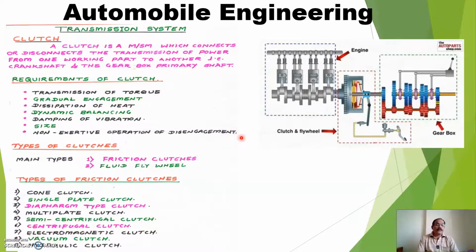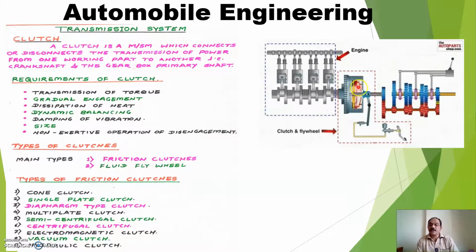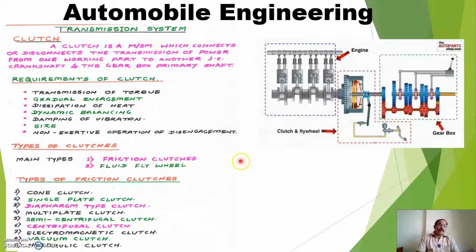Now what are the different clutches? There are two types of clutches: friction clutches and fluid flywheel. Friction clutches are what we have explained till now. Later on we'll discuss the fluid flywheel, where instead of friction, a fluid is filled in the cavity, and that fluid transfers power from one shaft to another shaft.